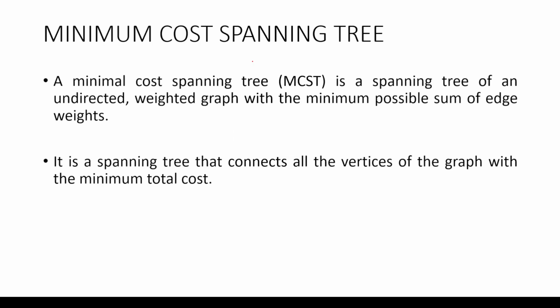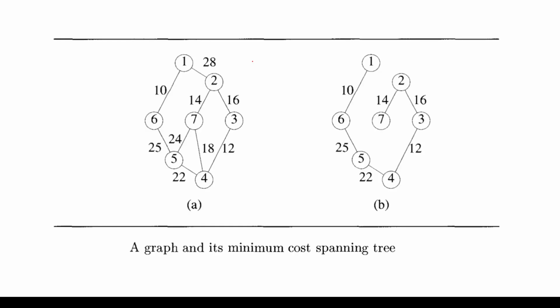So what is a minimum cost spanning tree? A minimum cost spanning tree is a spanning tree of an undirected weighted graph with the minimum possible sum of edge weights. So it is a spanning tree that connects all the vertices of the graph with a minimal total cost. So let us see an example.